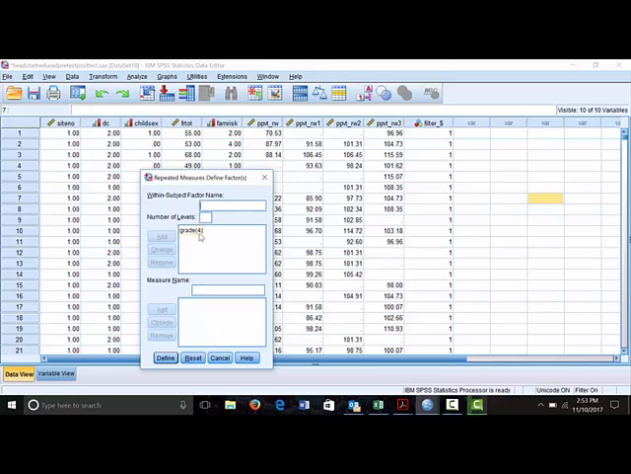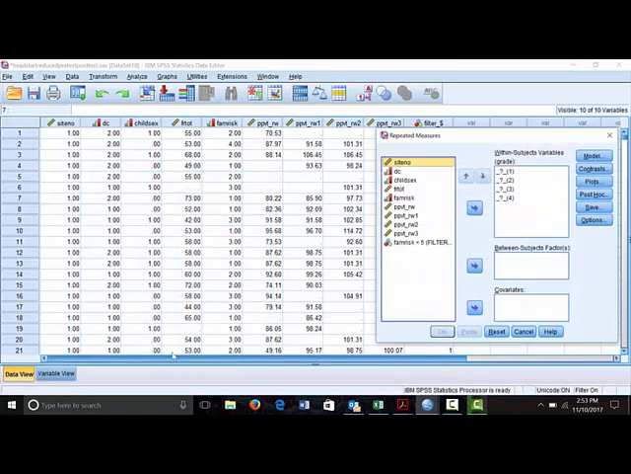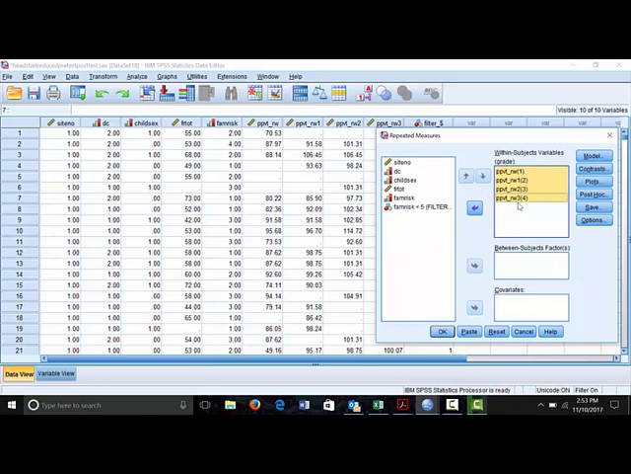I'm going to now define what these 4 levels are. So click on Define. Gives us our data set. I have these 4 levels all contiguous to each other. So I'm going to block them and I'm just going to send them over. We need to make sure that they are in the correct order, first, second, third, and fourth, as we had anticipated. We are then going to look for our between subjects factor.